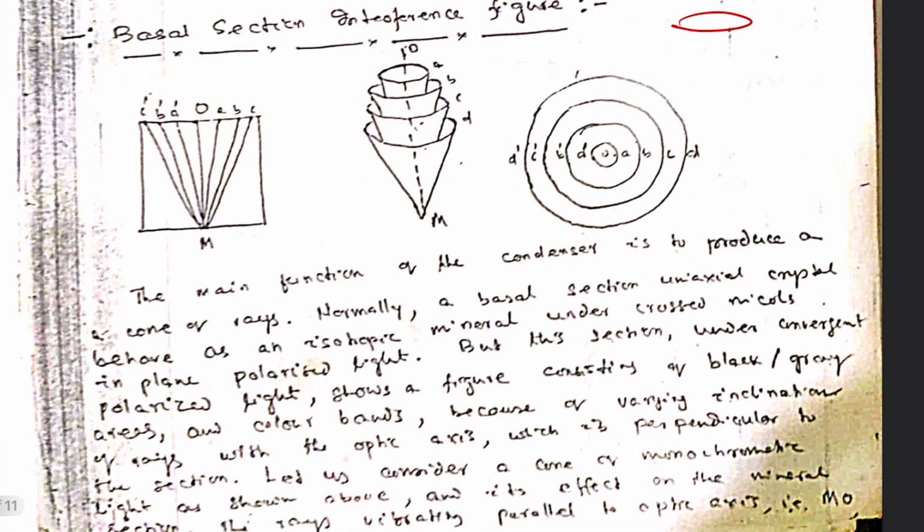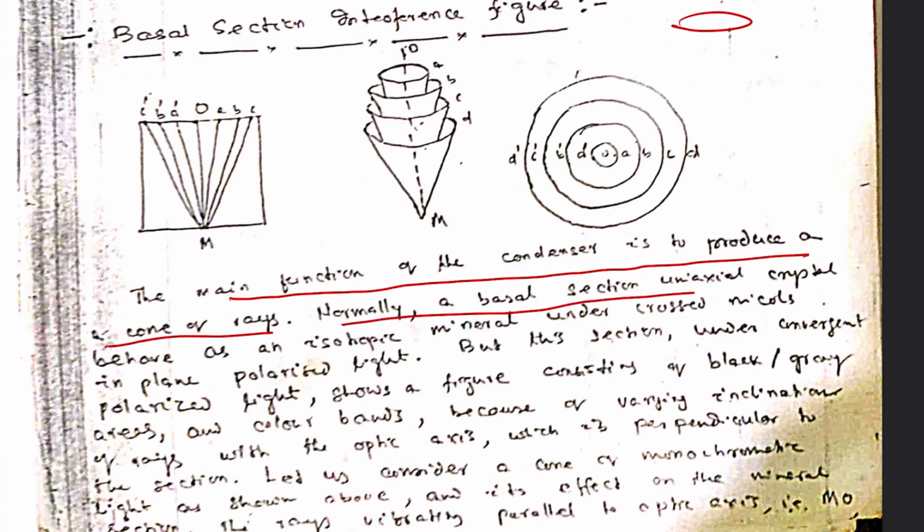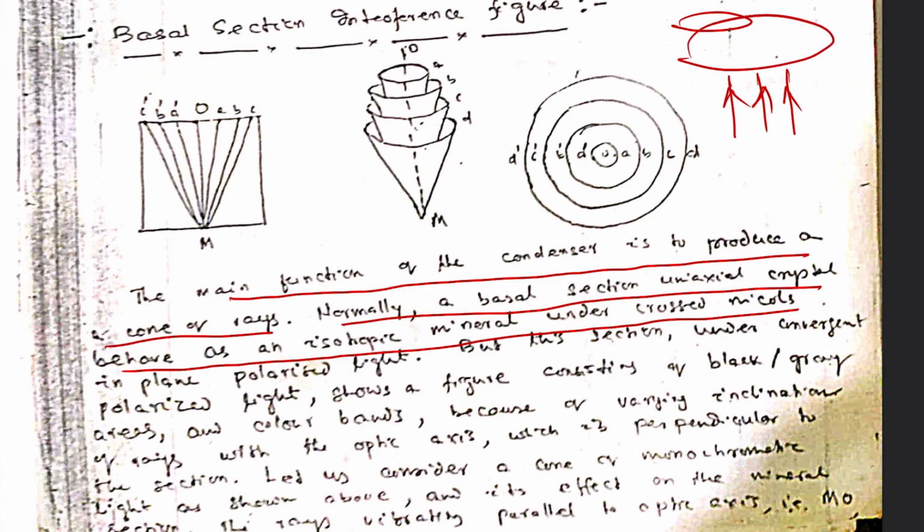So here it has been described how this is the cone. The main function of the condenser is to produce a cone of light rays. Normally a basal section of a uniaxial crystal behaves as an isotropic mineral under crossed Nicols, because we know when we use the orthoscopic arrangement, we allow the parallel light rays into the stage of the microscope.